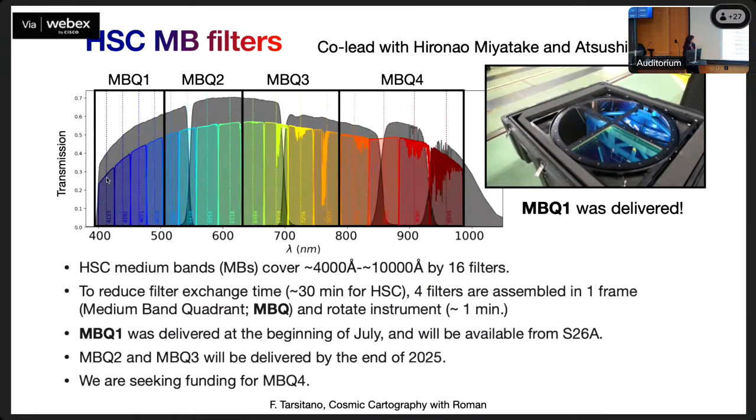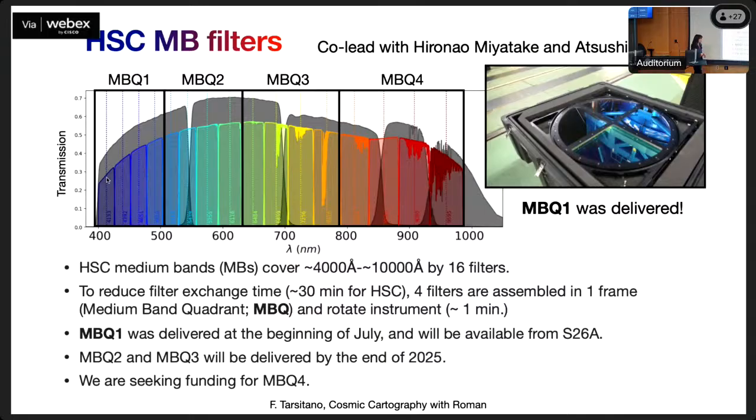This new HSC medium band survey consists of an imaging set of 16 filters covering the VIS window between 400 and 1000 nanometers. For observational logistics, these 16 filters are organized in 4 quadrants, 4 filters per quadrant. And the first one, including the bluest 4 filters, has been delivered in July and passed already all the tests in Hawaii. So it is ready for observational proposals.